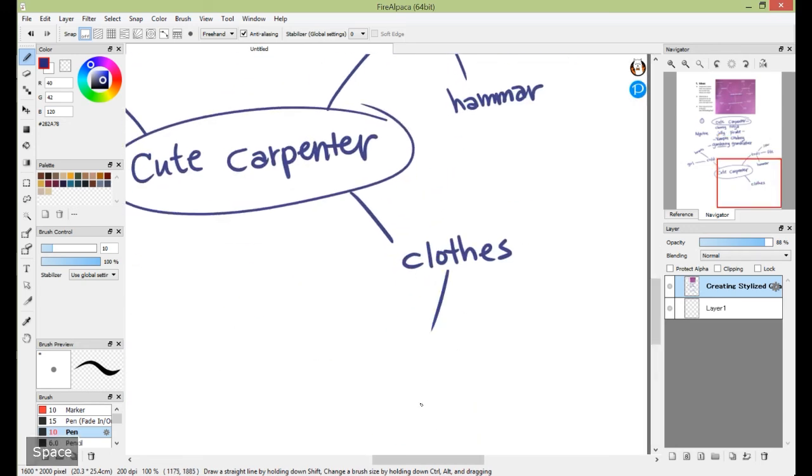For the clothing, when you think of carpenter, I think of work clothes like overalls and maybe work boots and like a shirt with rolled up sleeves.